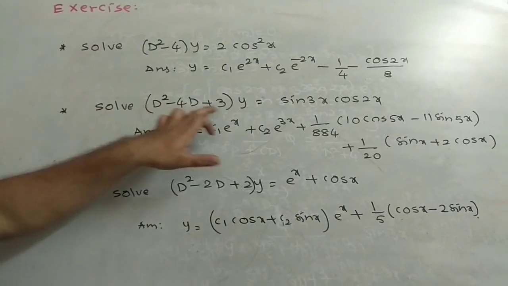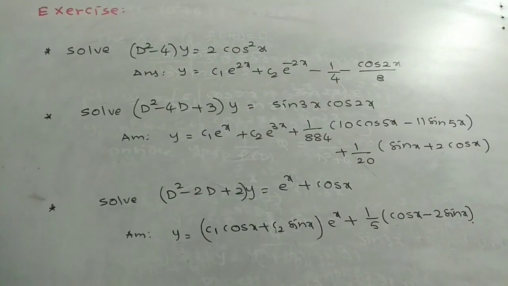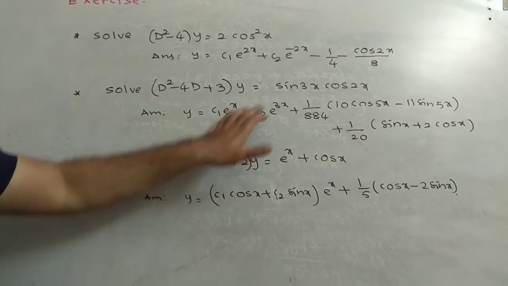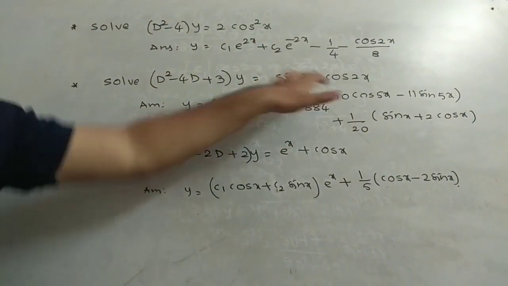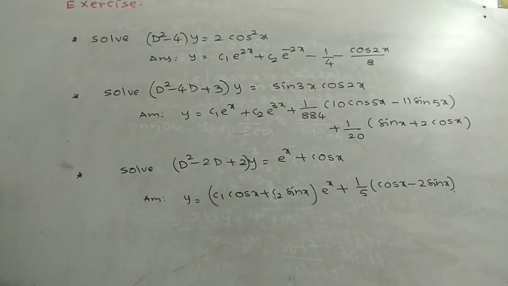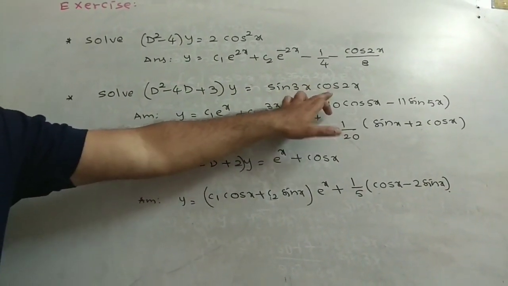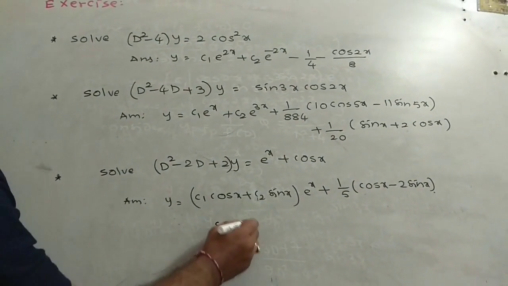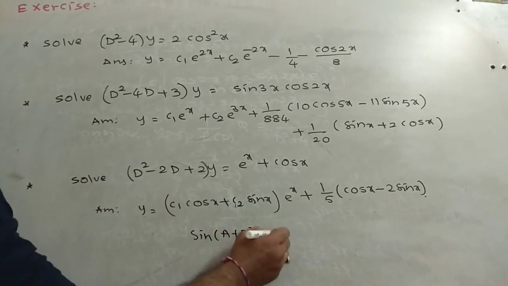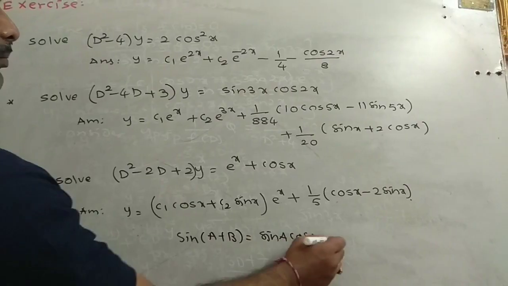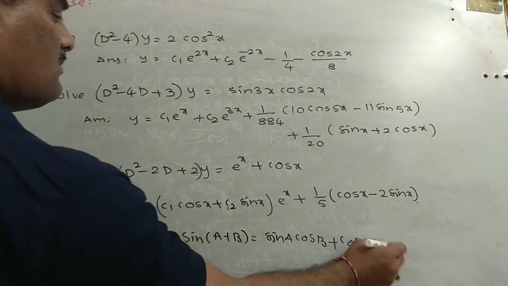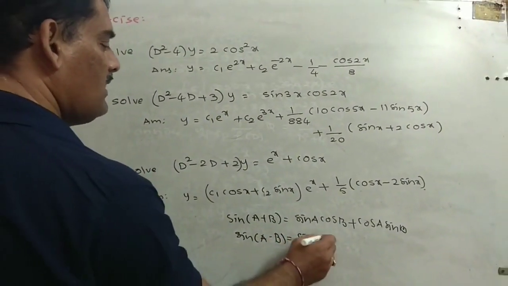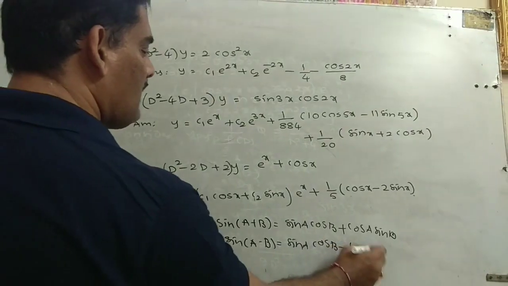Solve d square minus 4d plus 3 of y equal to sin 3x into cos 2x. So here also we need to calculate yc directly, but while finding yp, you cannot find it directly. So it is looking like sin A cos B type. So how to get sin A cos B? We have a rule that sin of A plus B. What is the formula for sin of A plus B? Sin A cos B plus cos A sin B. Similarly, what is sin of A minus B? It is sin A cos B minus cos A sin B.